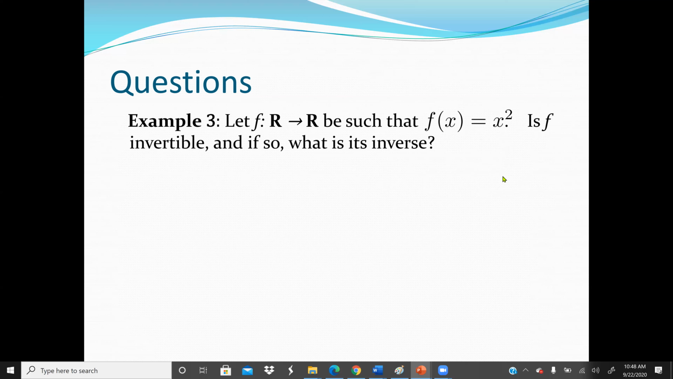F at x equal to x squared will not be invertible. As we said earlier, there will be negative values, but with this function x squared, the values will always be positive. So the function f at x equal to x squared is not invertible because it's not a 1 to 1 function.